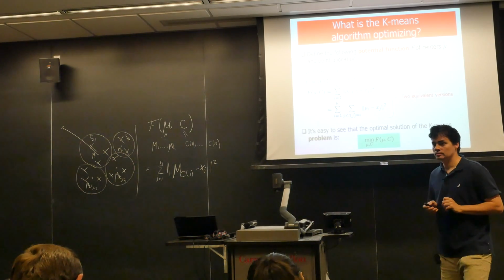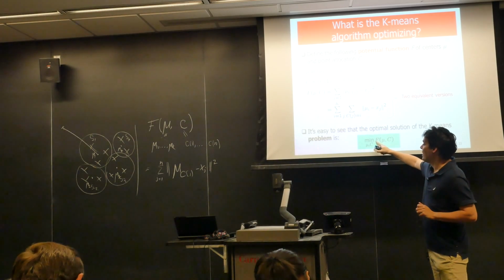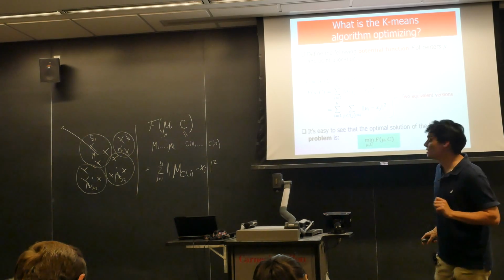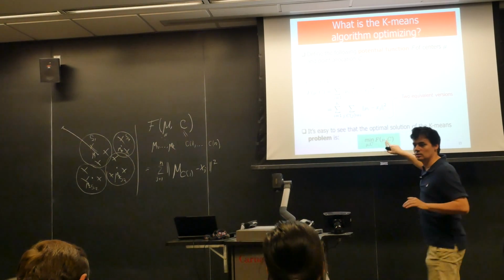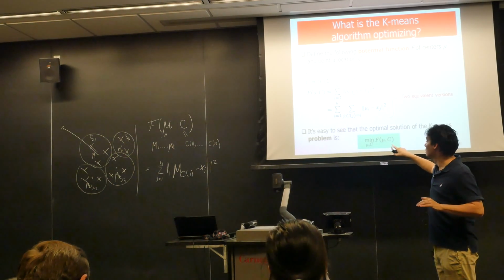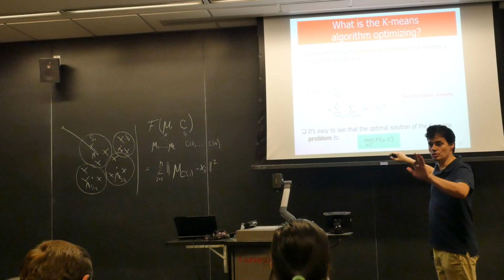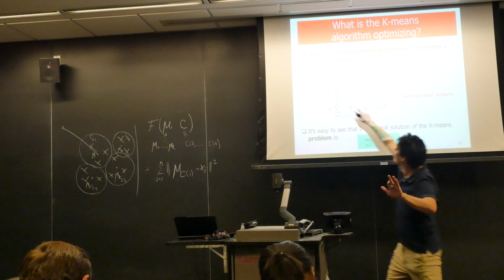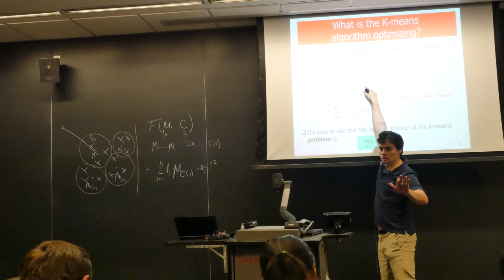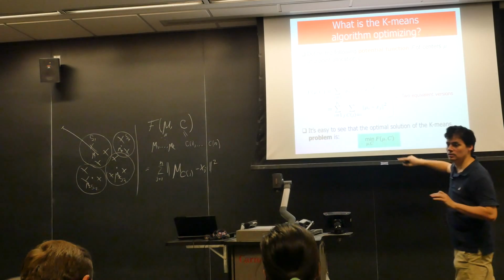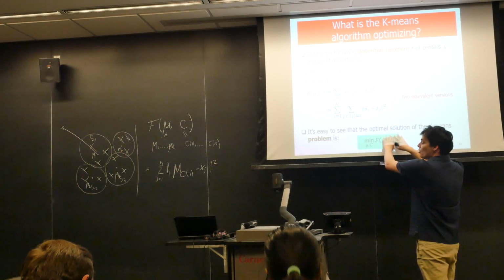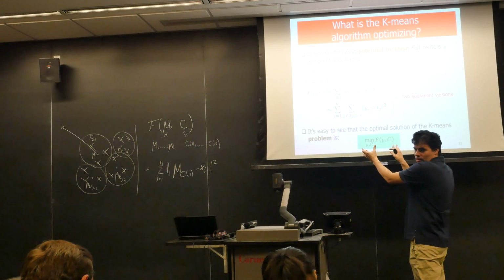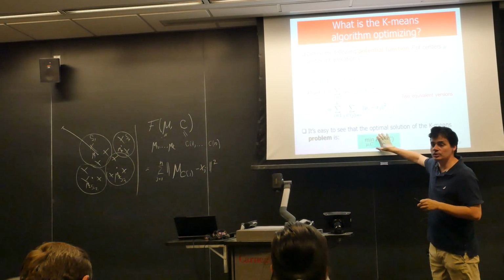But literally that minimum, you're optimizing over mu and c, all the functions from n to k. Right, so I fix mu, and I minimize over c. No, but then you're saying you're minimizing over mu and c. Right. So that's my ultimate goal.